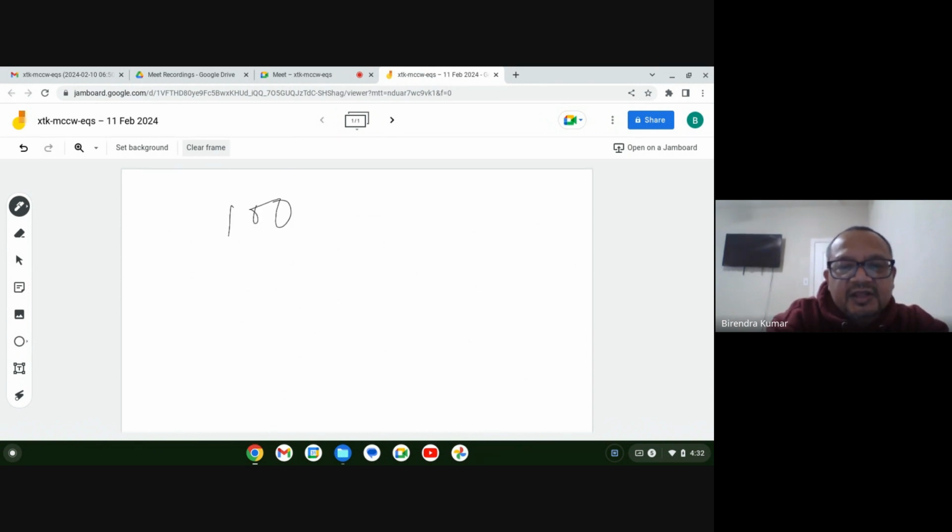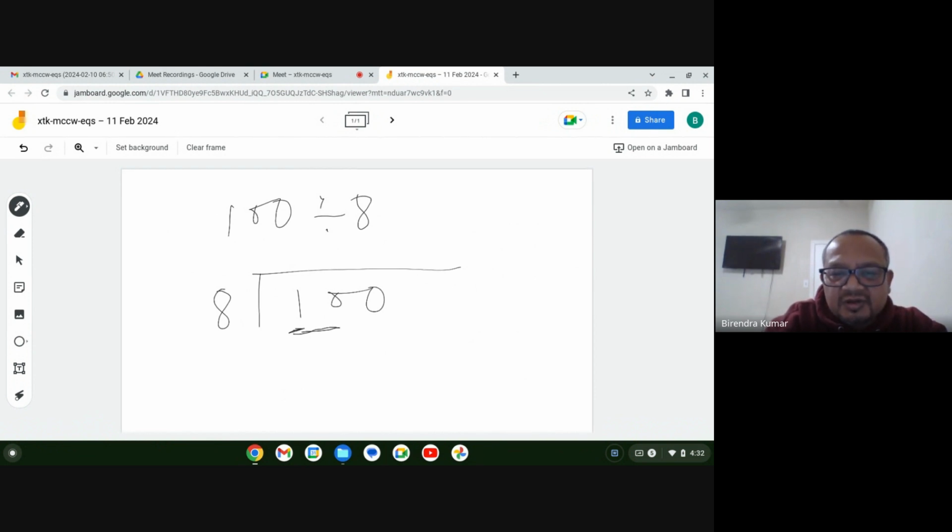Divide 100 by 8. Okay. So, what I will do? I'll write 100 here. I'll write 8 here. Pick the first number. 1 is smaller than 8. That will not work. Let me pick one more number. So, I'll go till 10. Now, I pick the second number also. Now, this is 10. 10 is more than 8. So, I can try with this.